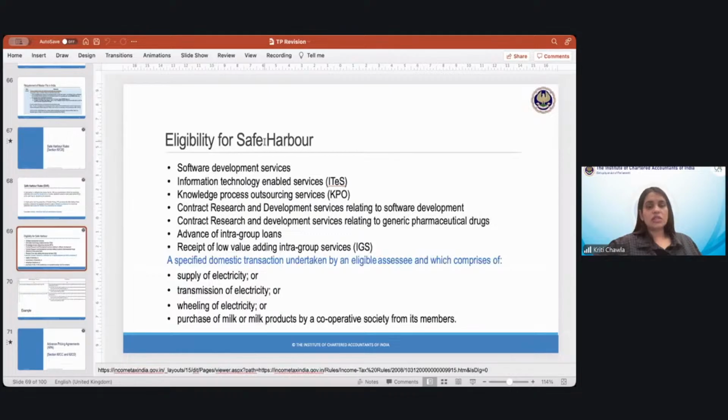So these are some of the transactions that I've mentioned here, which have been defined: software development services, ITES, KPOs, contract research and development services, IGS, etc. Low value added intra-group services, etc.